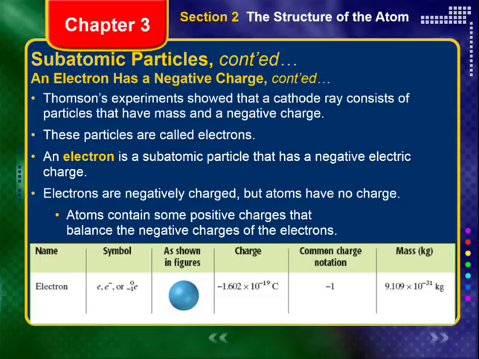But down here we have the symbols that represent the electron. You might see it represented this way in books. This is the absolute charge of an electron. This is the relative charge of an electron, and then the mass of an electron.